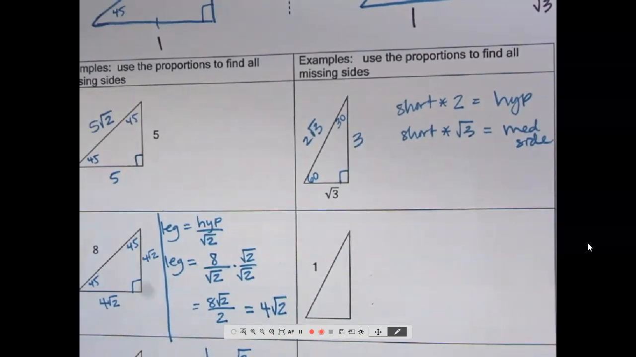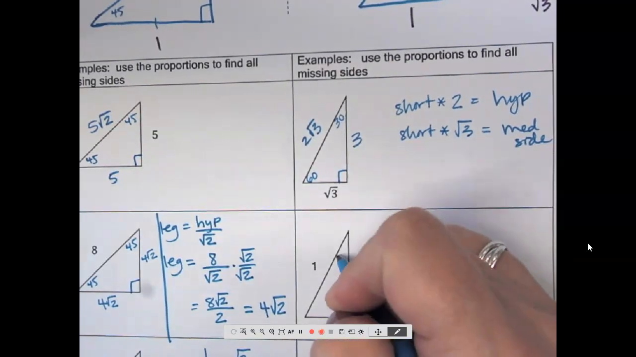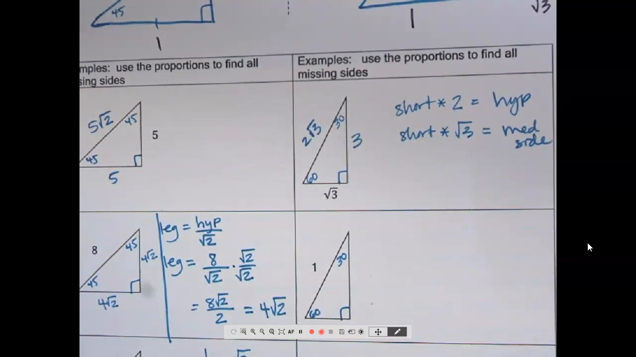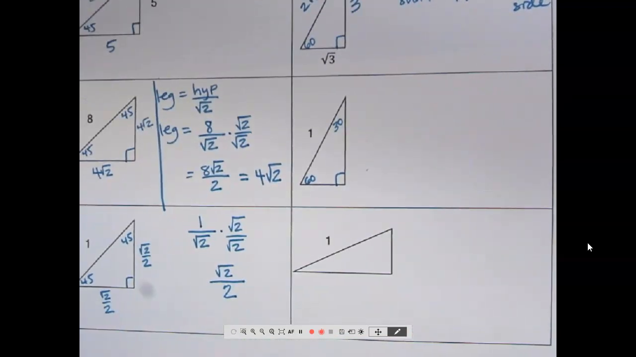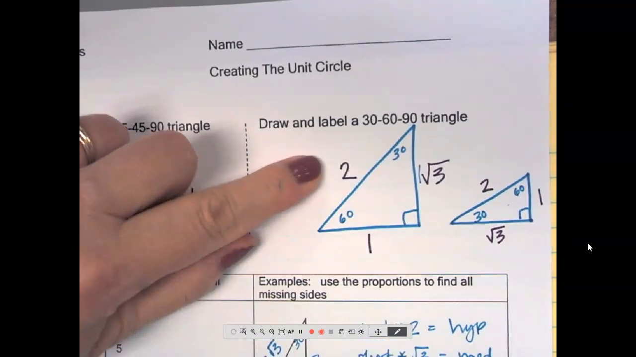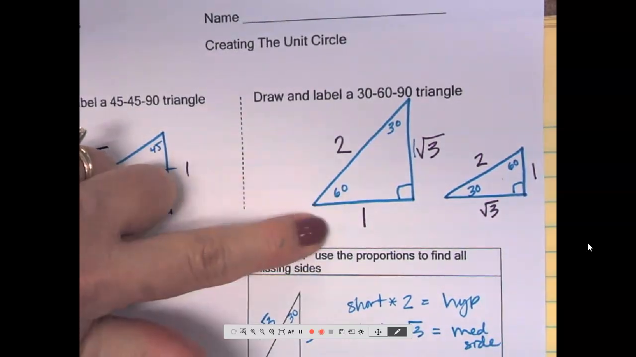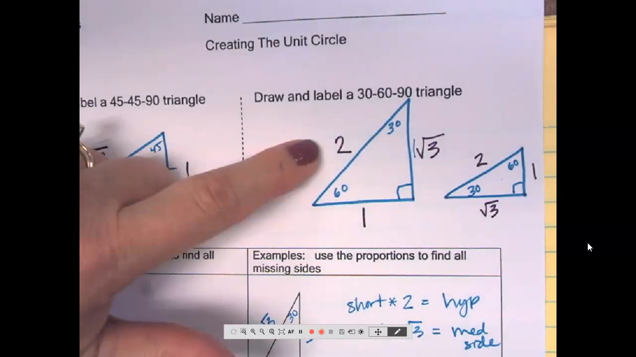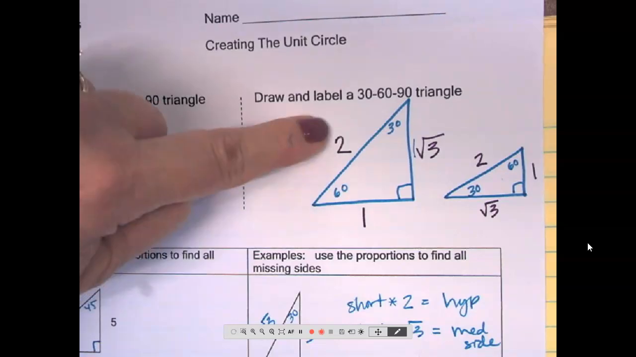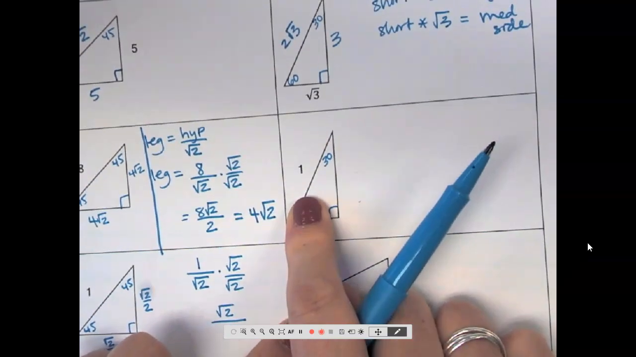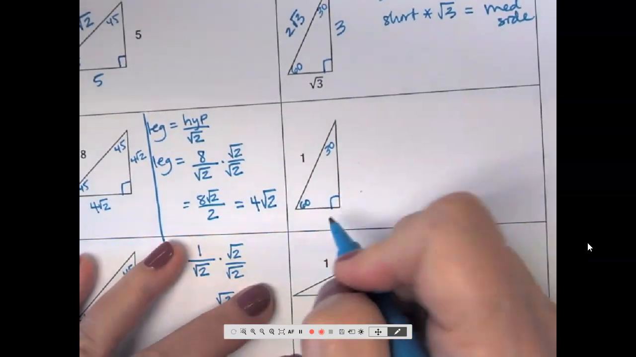Okay, here's another 30, 60, 90. Here's the 90. 30's up here, you can tell that angle's smaller. 60's down here, you can tell it's bigger. The hypotenuse is 1. Okay, so what if I know the hypotenuse? How would I find the short side? Divide it by 2. This is twice the short side, and I know the hypotenuse, then I divide it by 2 to find the short side. So what is half of 1? 1/2.